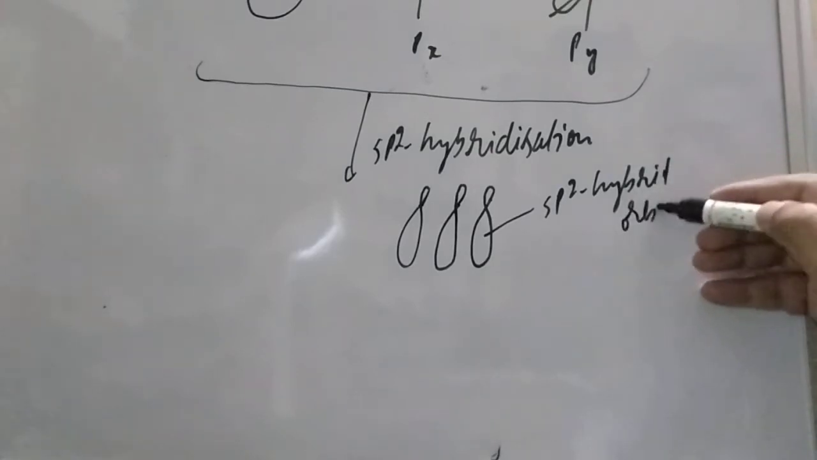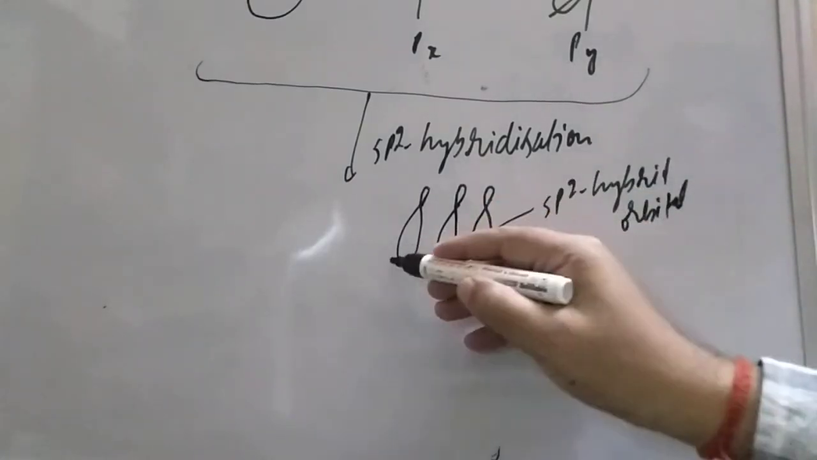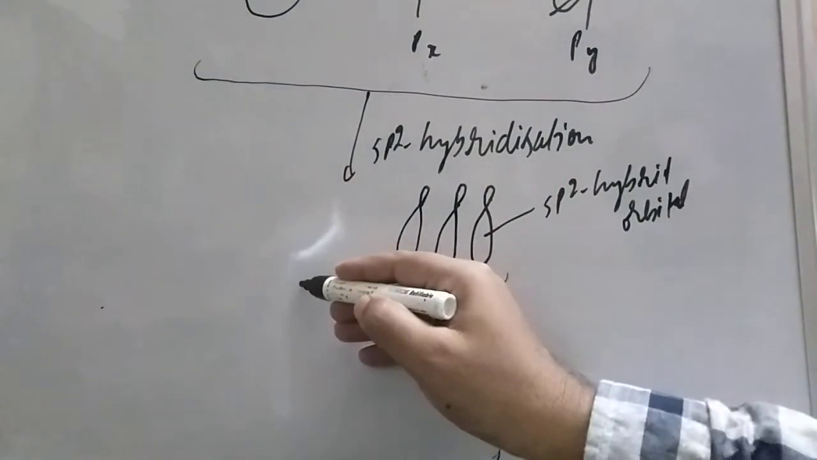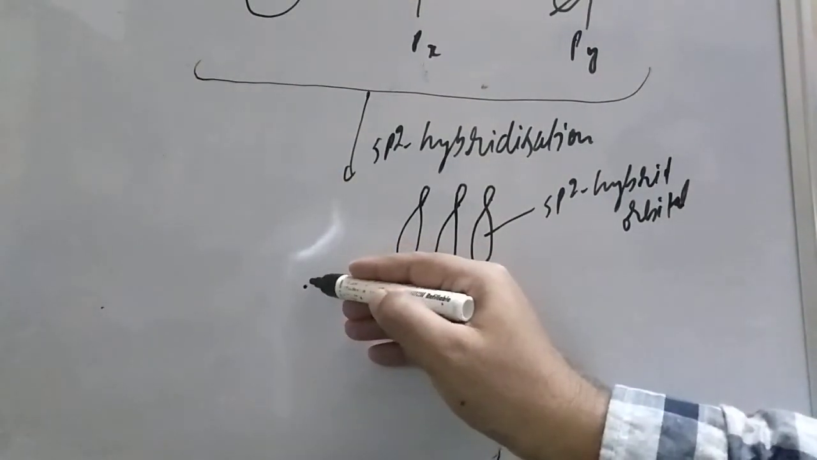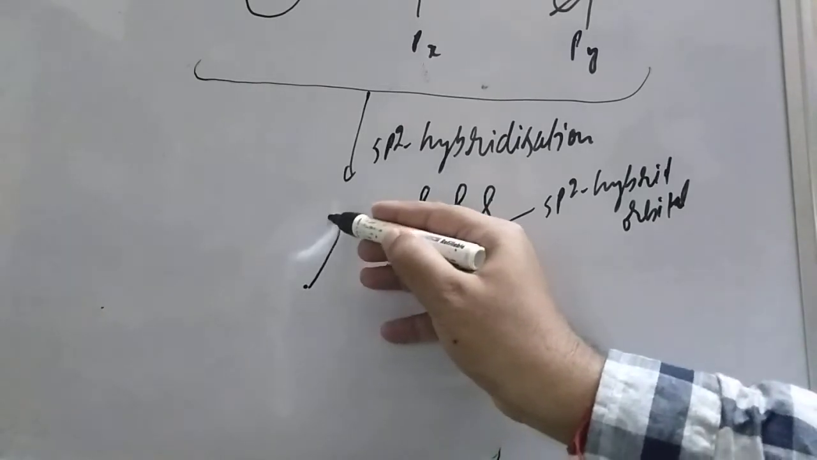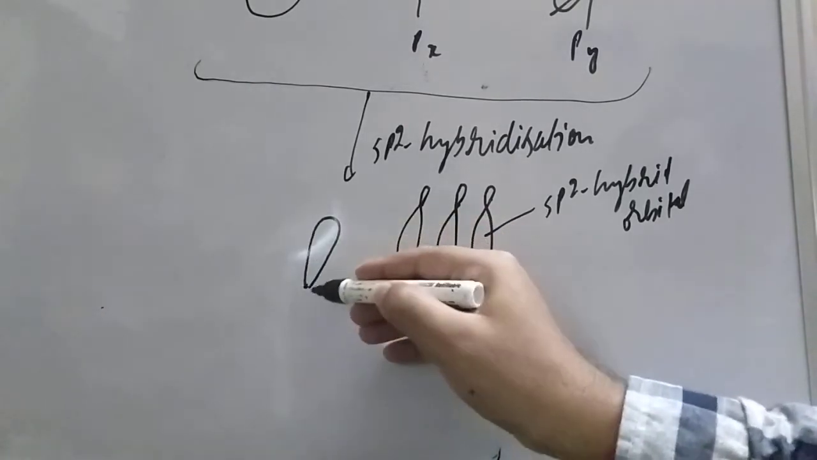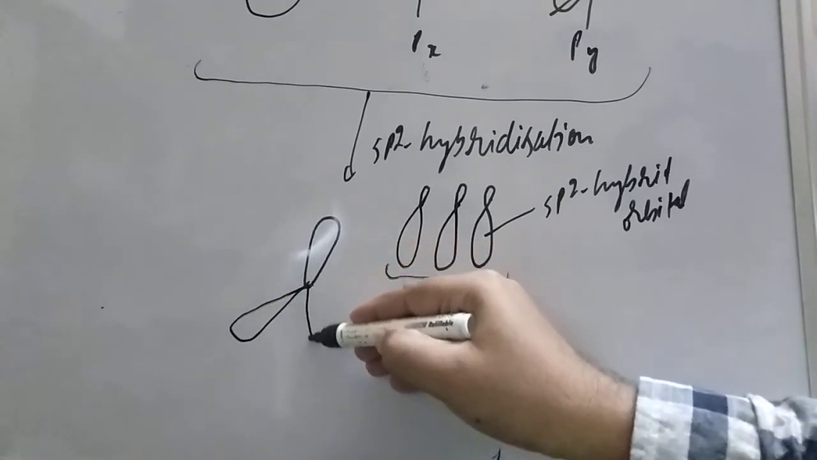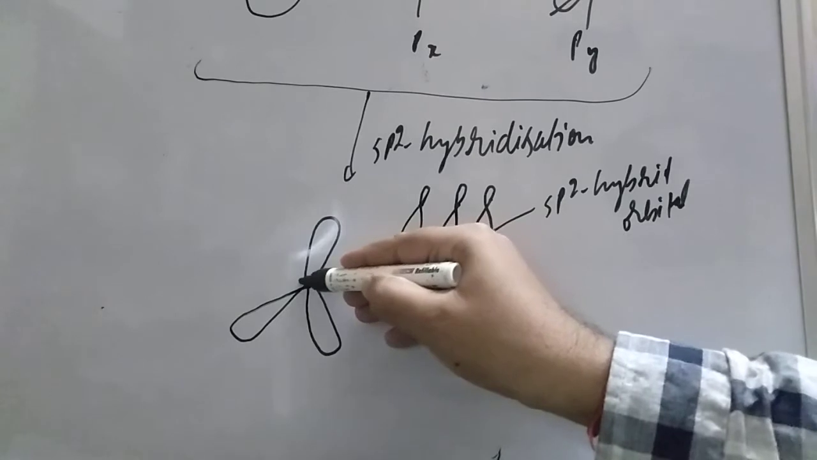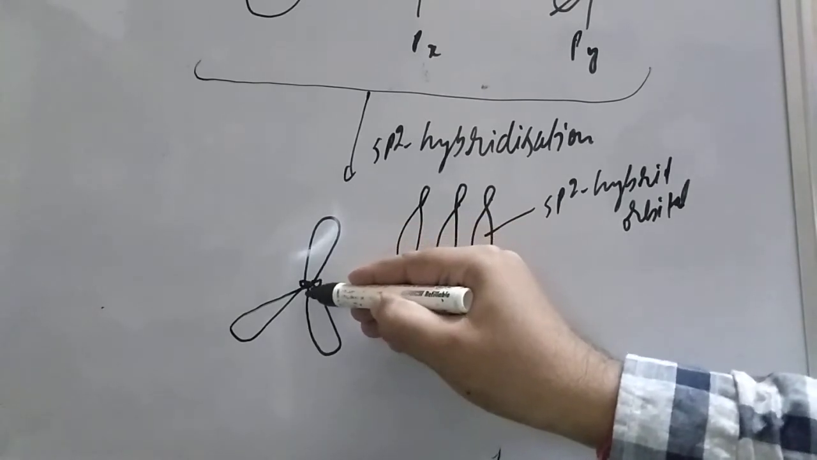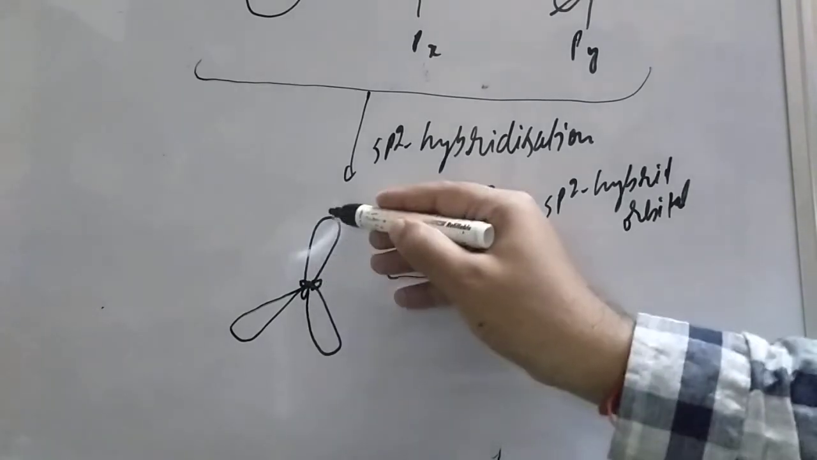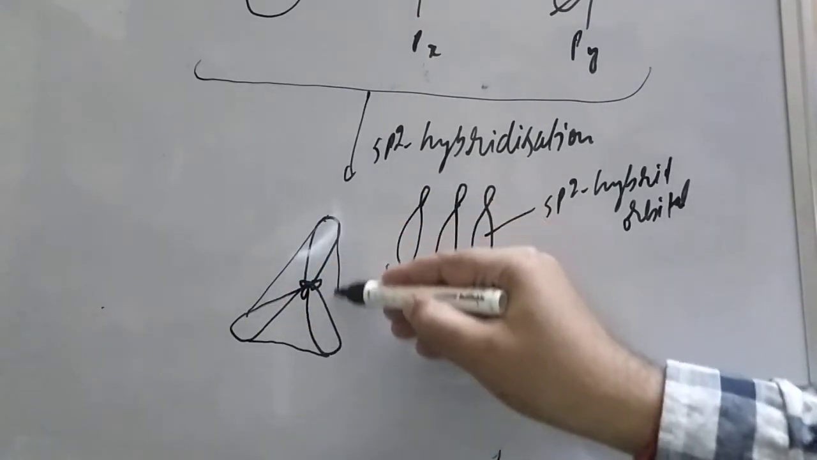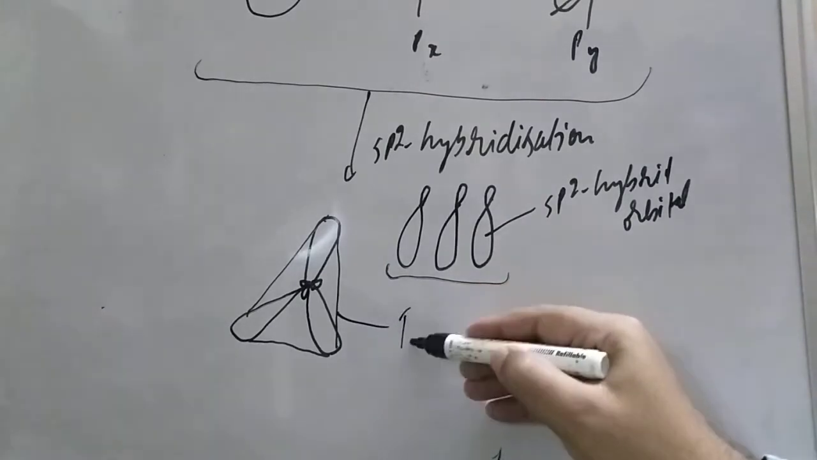But how are these sp2 hybrid orbitals arranged in the structure? They are arranged like this, student. You can check it out. One will be upside, and another will be here in the corner, and another here in the corner. This structure is known as trigonal planar.